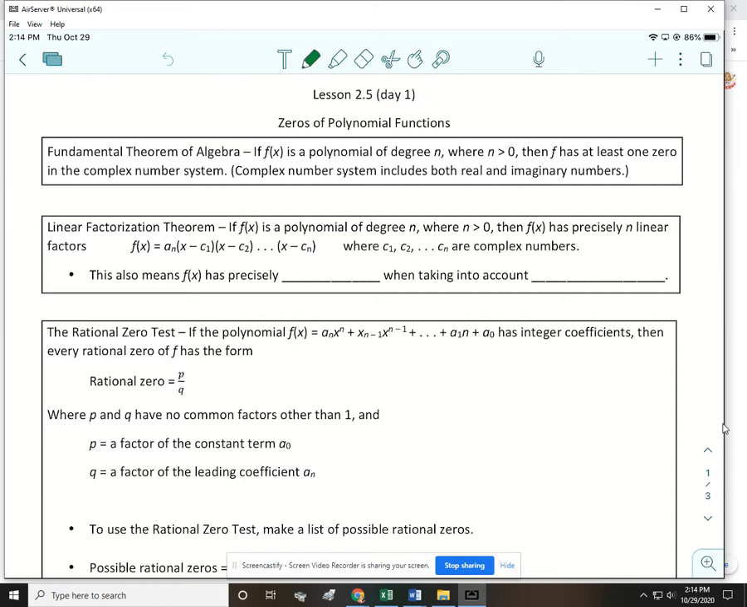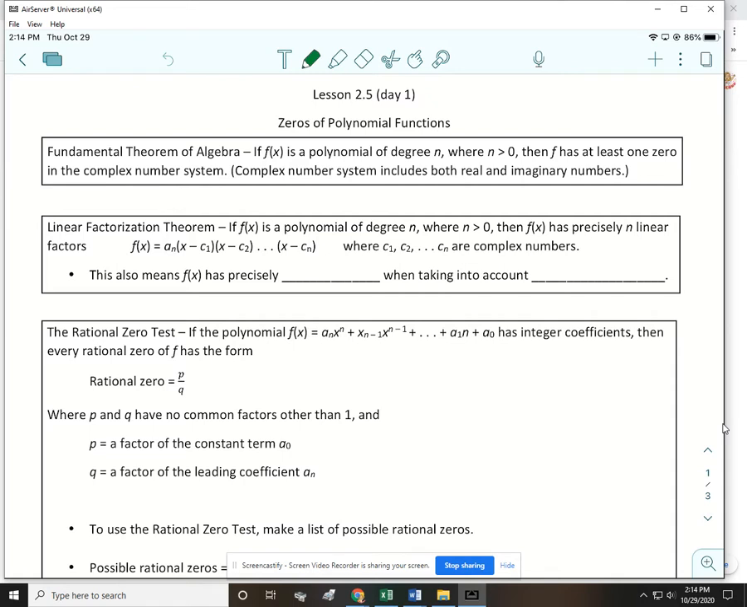I wrote what it is, officially. If f of x is a polynomial of degree n, where n is greater than 0, then f has at least one zero in the complex number system, which includes all real and imaginary numbers. So no matter what the polynomial function is, as long as it has a degree greater than 0, which means 1 or more, it is going to have at least one zero.